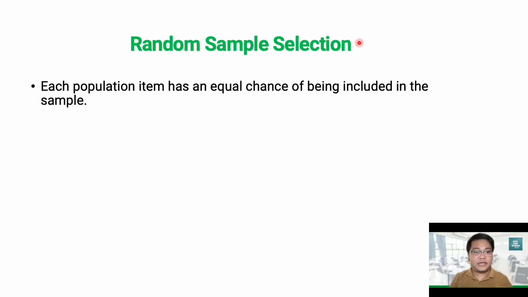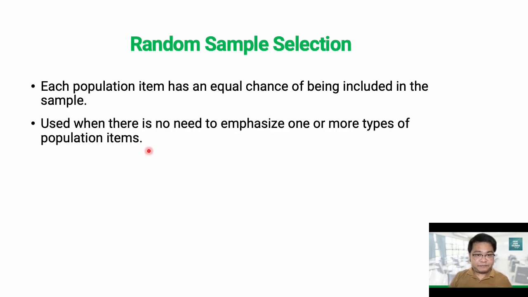Under random sample selection, each population item has an equal chance of being included in the sample. We use this when there is no need to emphasize one or more types of population items. And normally we can use random sample selection if the population items have an identifier, like for example, a sequential invoice number, or a sequential document number. So numbers that are numbered consecutively, for example, invoice number 1, 2, 3, 4, 5, and so on.